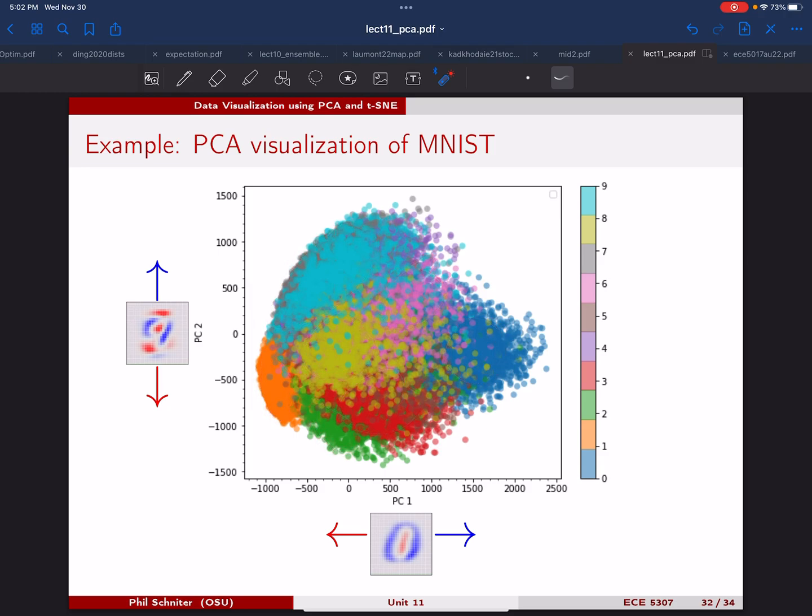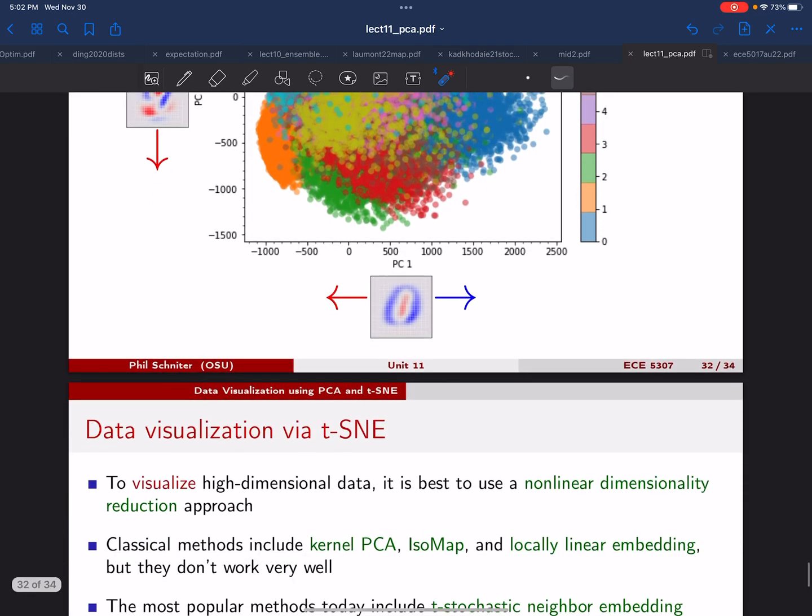So it's just kind of nice to see how PCA is unpacking MNIST, not perfectly, but it's definitely learning things that have meaning and doing some sort of separation, although not a perfect separation. Okay, any questions on this? Okay.